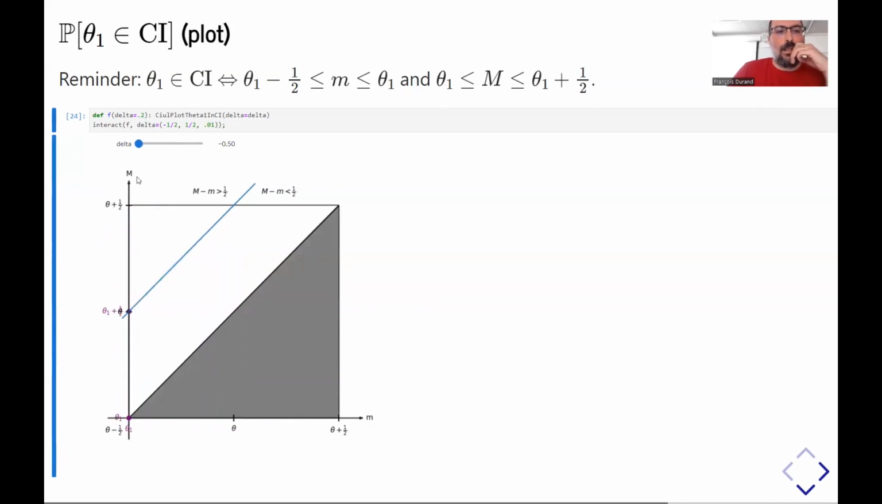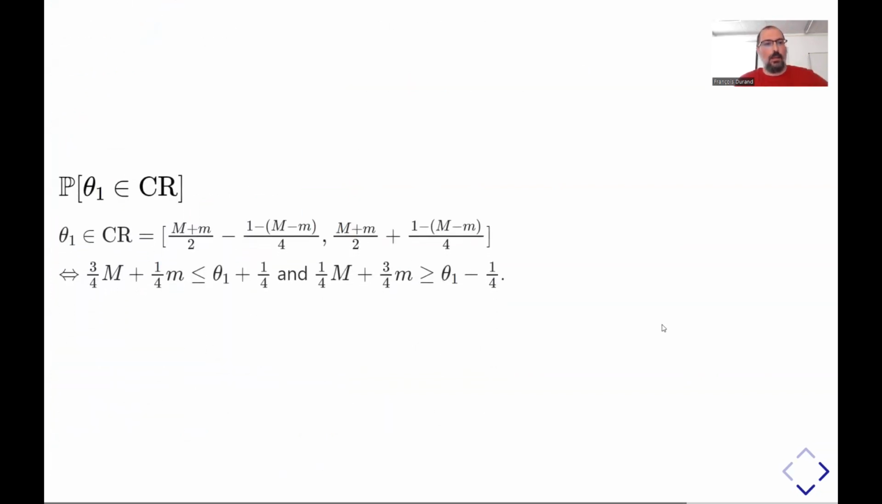And so when, of course, theta1 is very far away from theta, this probability diminishes, which is morally satisfying. And in fact, it diminishes quite quickly.